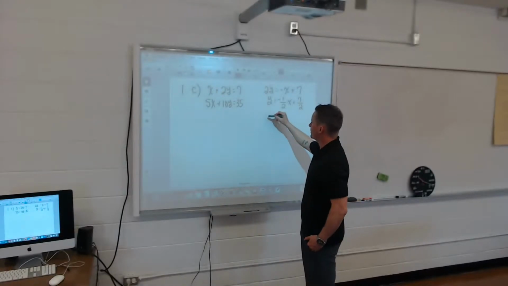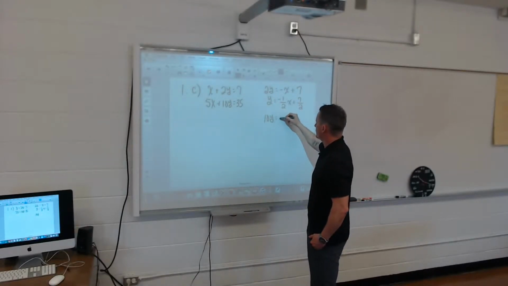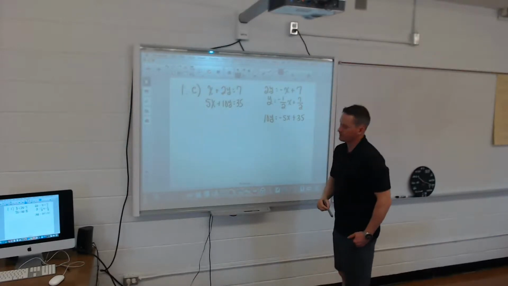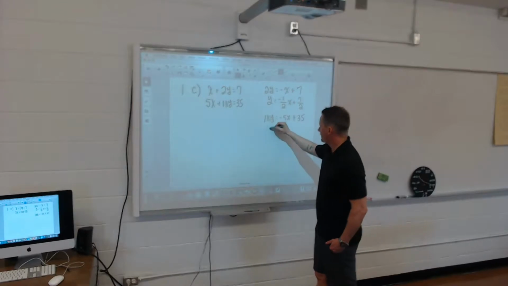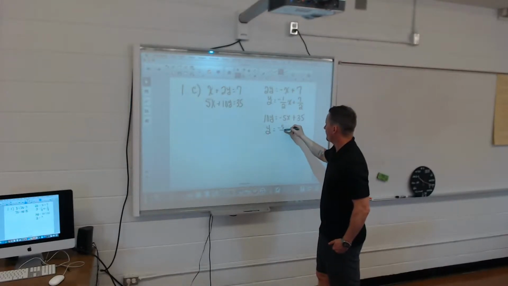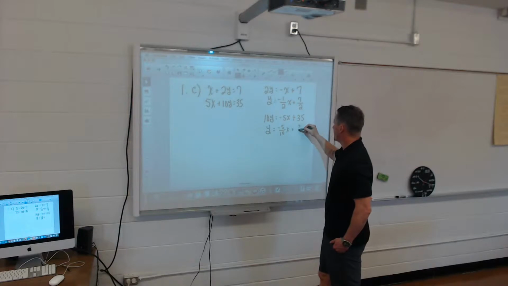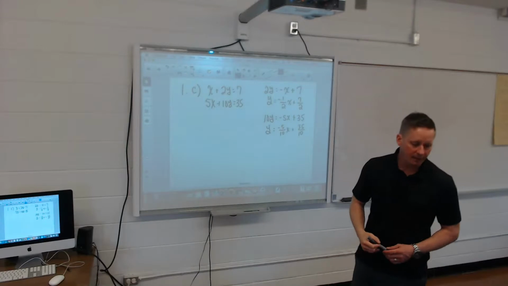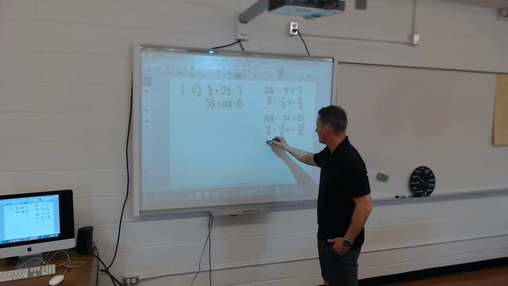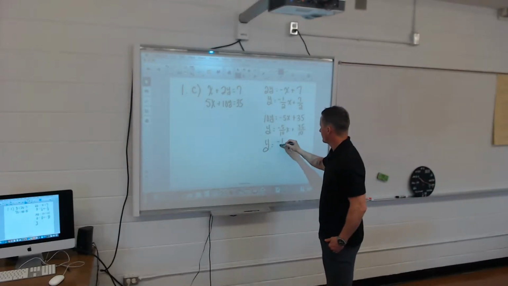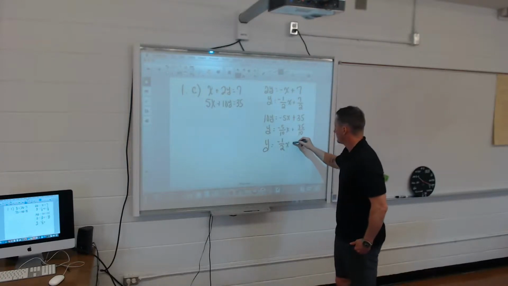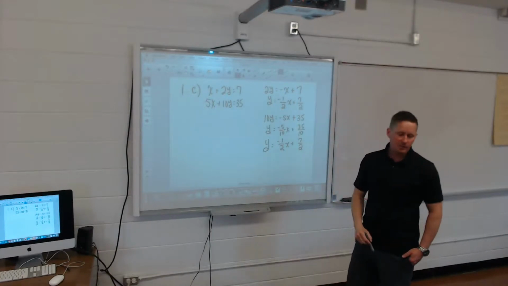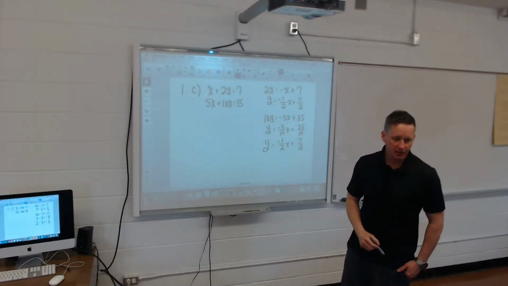The second equation, I'm going to go 10y equals negative 5x plus 35. I'm going to divide by 10, so I get minus 5 over 10x plus 35 over 10. I'm going to reduce my fractions just to see. I get minus 1/2 x plus 7 over 2.